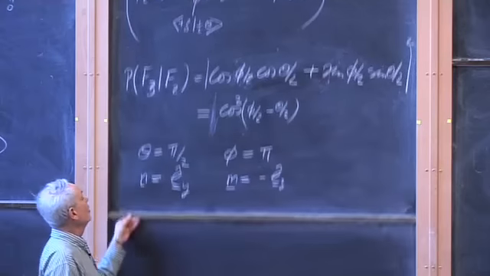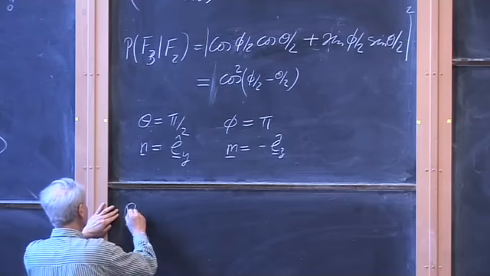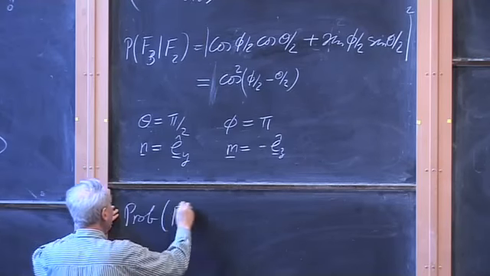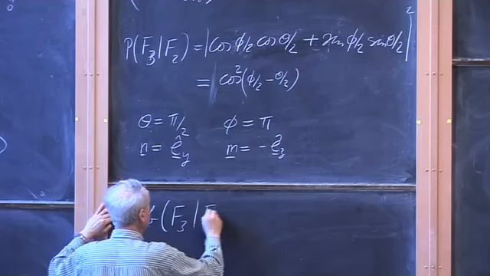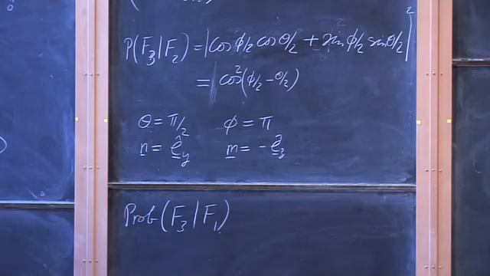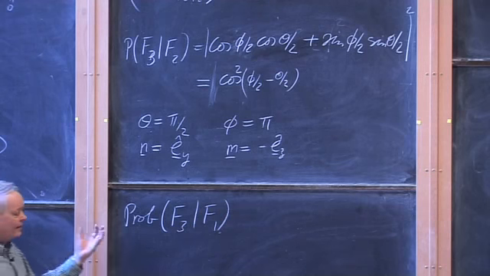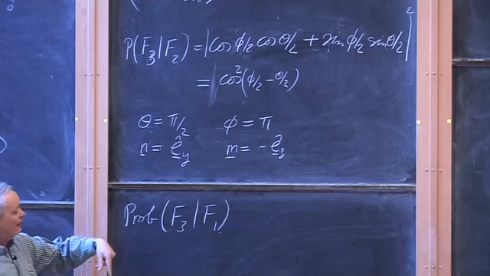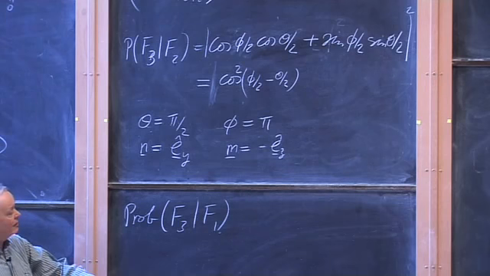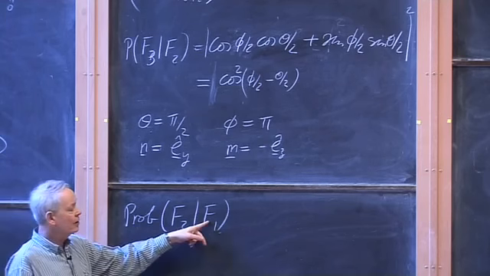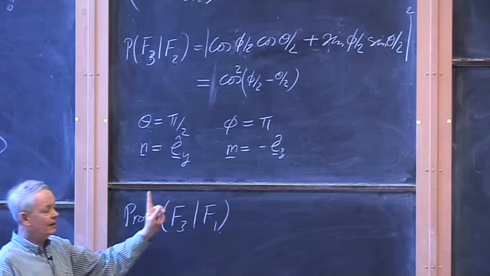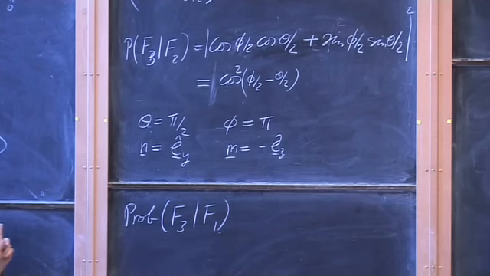So what's the probability of passing F3 given that you passed F1? Physically, that's the probability of eventually having your spin measured to be in the minus z direction, given that as you emerged from F1, you had your spin in the plus z direction, right?